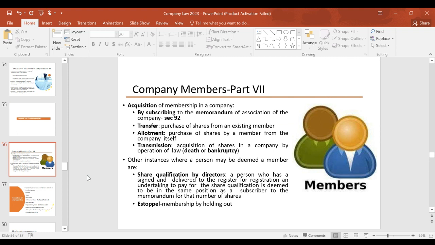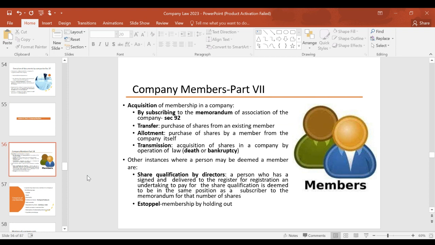So there are several ways under which one can acquire membership of a company, and these methods include the following four major ways. The first one is by subscribing to the Memorandum of Association. As we already covered in our previous lecture, at the beginning of a company, there will be a Memorandum of Association, and that Memorandum must be affirmed by those who are initial subscribers of that particular company. By appending their signatures through subscription of their membership through the memorandum of association, they become members of a company. And that is under Section 92 of the Companies Act.